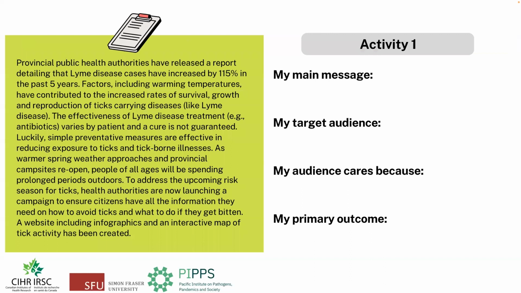For our first activity, you are a social media manager, and you have been given a summary of a report which you'll need to create a social media post about. I'd like you to read the summary on the left. Then write down what your main message is for your audience, who your target audience is, why they care, and what main outcome you expect to result from this post. And so for each of these, you must write one short sentence. You can pause the video here.